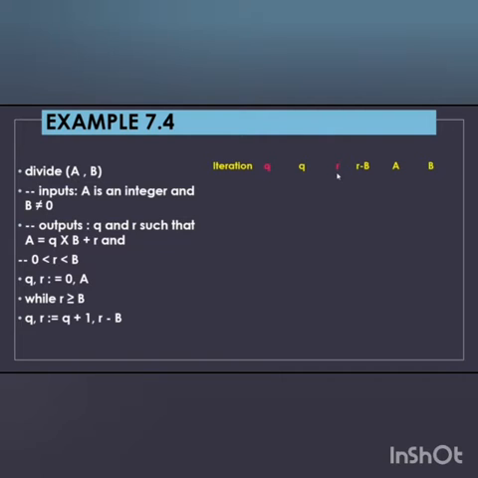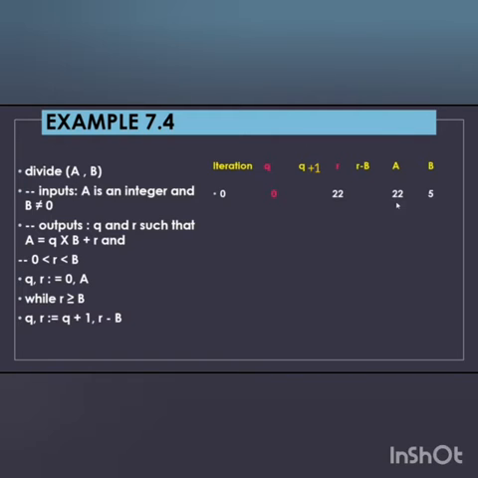If the condition is true, the statement will be executed, that is Q comma R is equal to Q plus 1 comma R minus B. So here the Q value will be incremented by 1 and we are going to subtract the divisor from the remainder. The initial value of A is 22, so initially the value 22 will be stored in the remainder R and the value of B is 5. So 22 minus 5. What is the value? 17. Now let's check the iteration process. Iteration: Q, that is quotient, Q plus 1; R, that is remainder, R minus B; then A is the dividend, then B is the divisor.